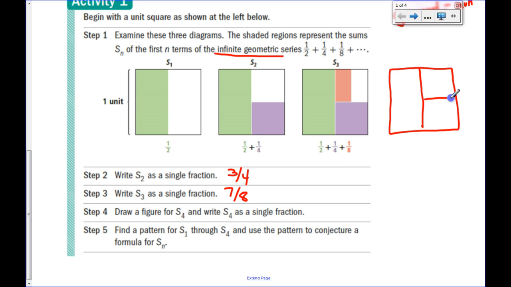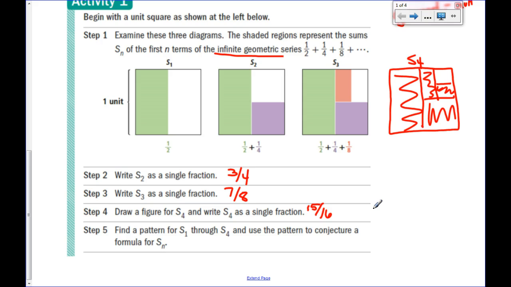I just don't like the square thing. So really, that's S4, right? So S4 is 15/16. Oh, and then I know what S5 is. What would S5 be? 31/32.